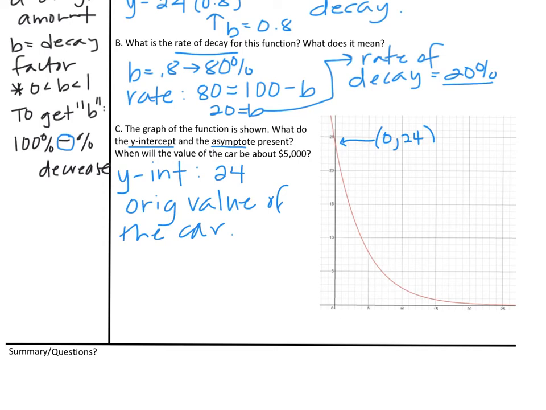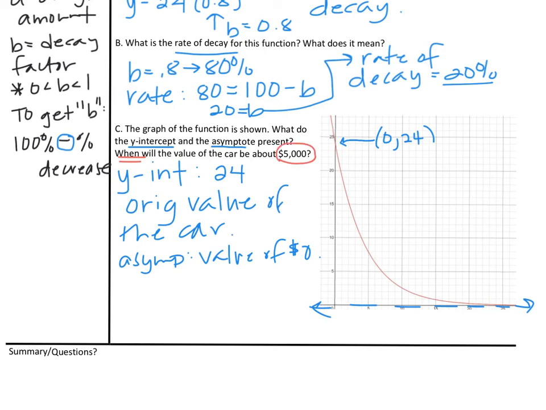Then we're asked about the asymptote. If you look over at the bottom on the right, the graph kind of levels out and it's not going to go below the x-axis. So the asymptote would represent a value of $0. Because the car value plateaus and never goes below, that means it's never going to be worth less than $0.